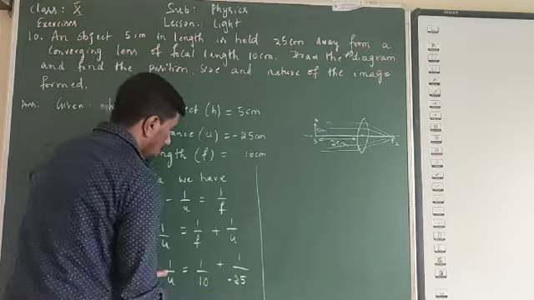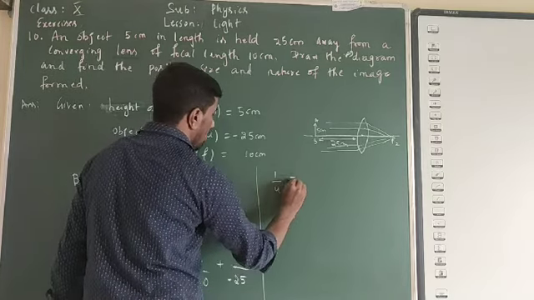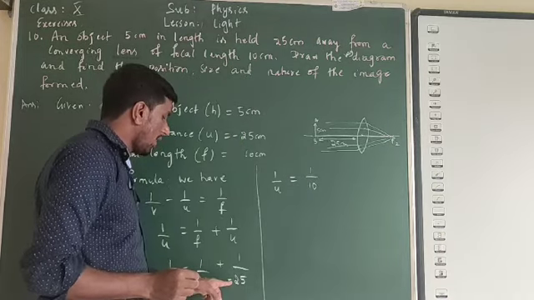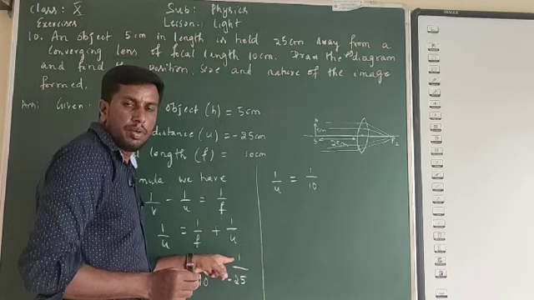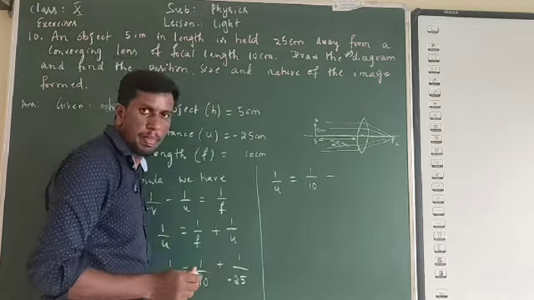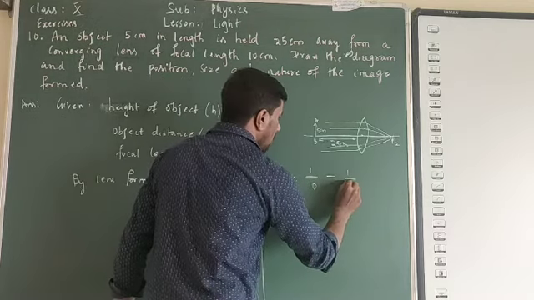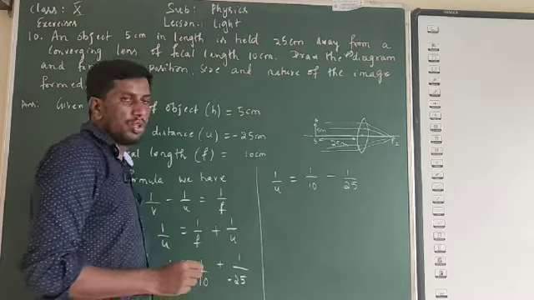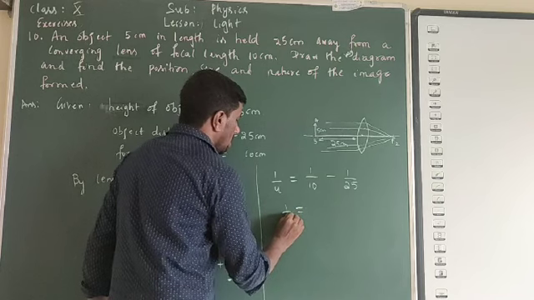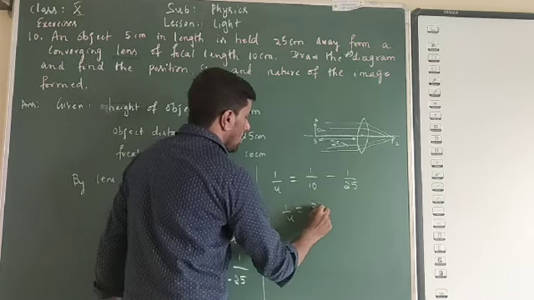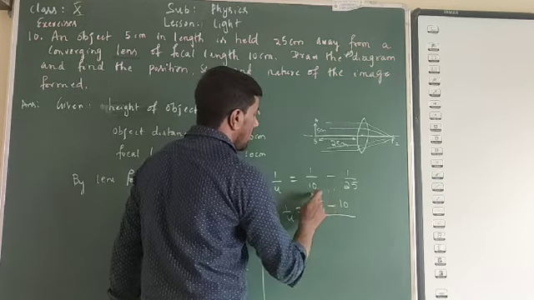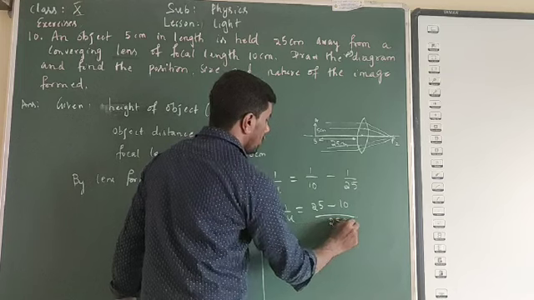How to simplify this? 1 by v is equal to 1 by 10 as it is. The denominator has a negative sign, that will be transferred to the numerator, then it will become minus 1. So plus into minus is minus, 1 by 25. What we will do is cross multiply: 25 into 1 is 25, minus 10 into 1 is 10, and the denominator is 10 into 25, which is 250. Correct?